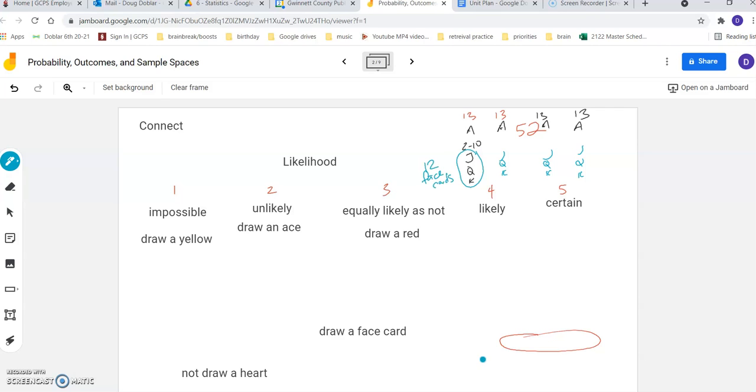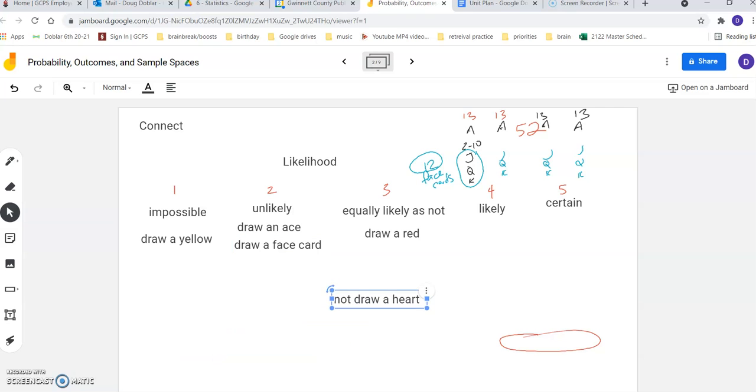That's a lot, but it's not half. Half's 26 of the cards. So it's still not too bad, 12 out of 52, but it's still unlikely. There's still certainly less than half the chance that you're going to draw a face card. And last but not least, not drawing a heart.